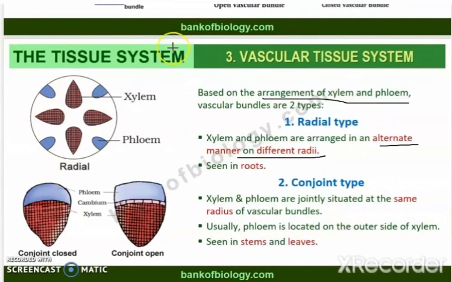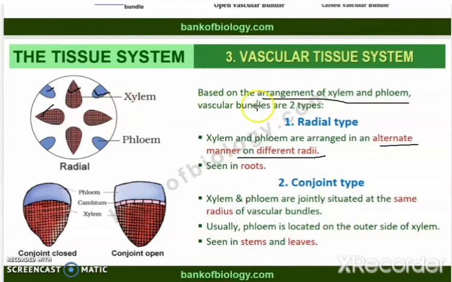This is the radial type of vascular bundle. Here you can see the xylem in one radius and the phloem in a different radius, right? So when the xylem and phloem are arranged in an alternate manner, this one is xylem and the other comes the phloem, again xylem, phloem, like that, right?